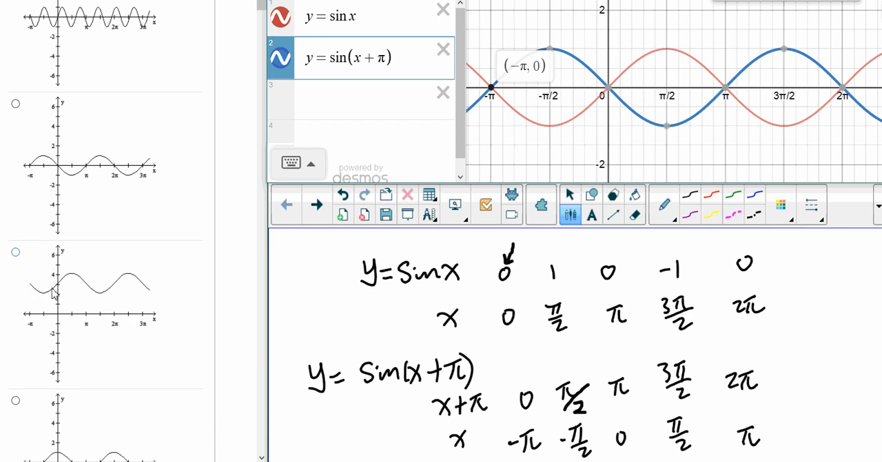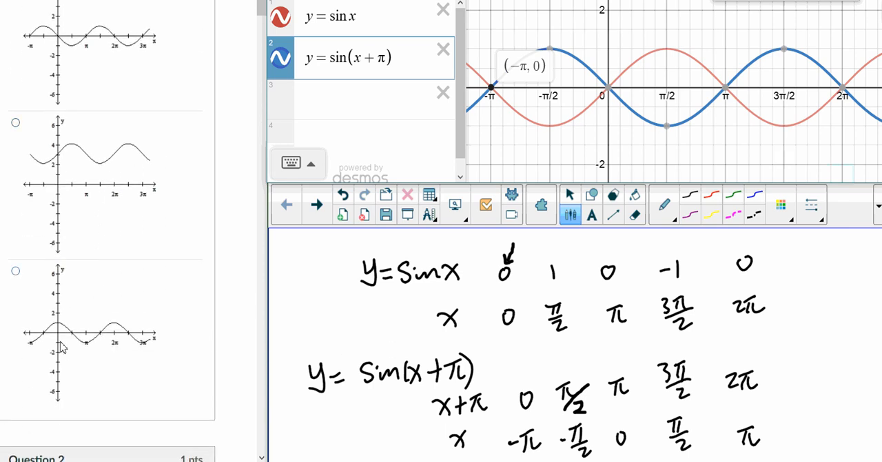This one is the vertical shifting, which is not right. The curve was shifted up. That's not right. This one is not right also, because starting from -pi we got 0. We do not get -1. Okay, that's the reason.